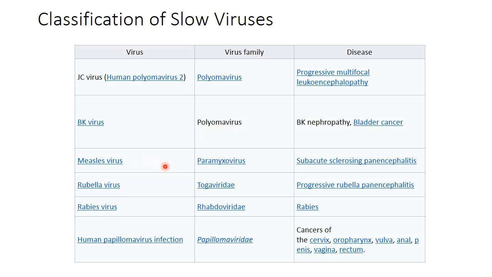The measles virus belongs to the paramyxoviruses and causes a characteristic subacute sclerosing panencephalitis. Rubella virus belongs to the Togaviridae family and causes a progressive rubella panencephalitis. Rabies virus belongs to the Rhabdoviridae and causes characteristic rabies. Human papilloma infection is caused by the papillomavirus, and that causes cancers of the cervix, oropharynx, vulva, anus, penis, vagina, or rectum. In addition, there is also the human immunodeficiency virus which belongs to this slow virus family.